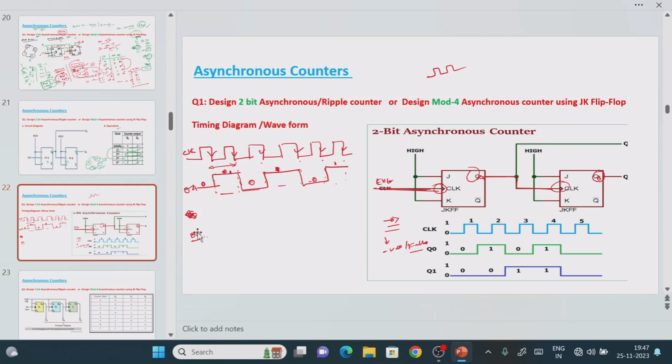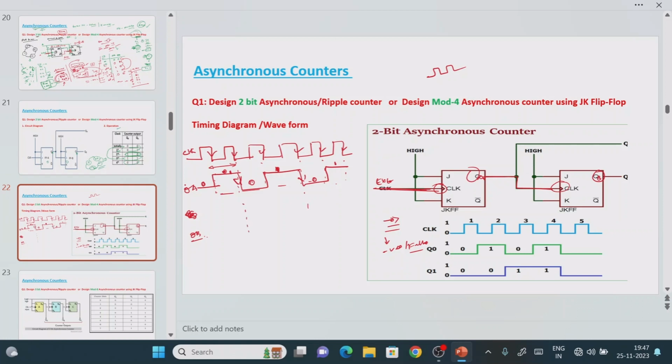Now, for QB we need to take the reference as QA, not the clock pulse. Why? QB depends upon QA, not on the external clock pulse. But if you want to find out the output of QA, which one do we need to consider? The external clock pulse. It means that QA depends upon the external clock pulse, and QB depends upon QA. It means that for QB we need to take the negative edge. This is the negative edge, this is the negative edge.